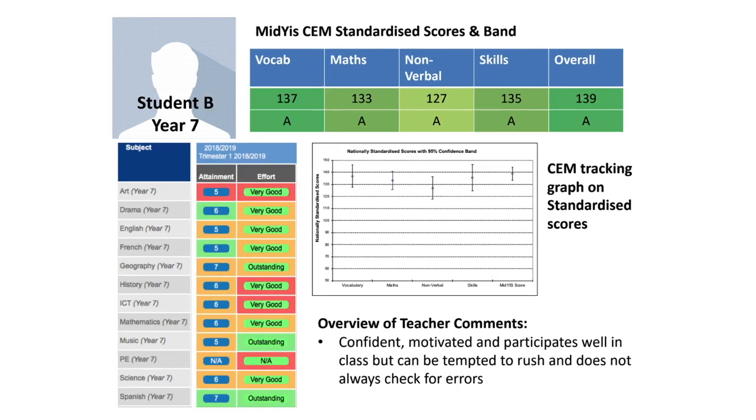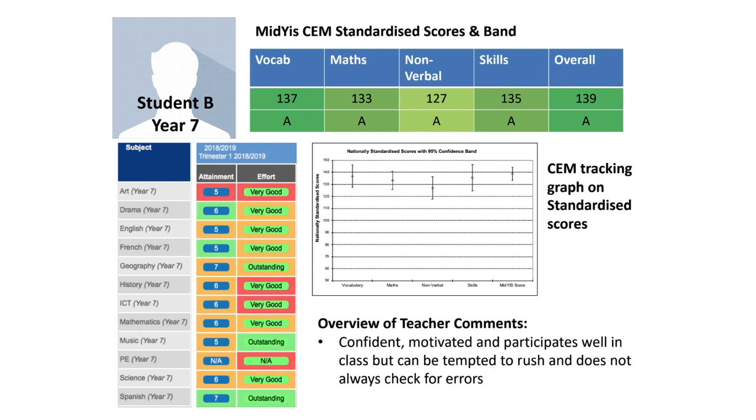So we've got here a different profile. Student B, it's also a Year 7 student. Have a look at this one. You'll notice straight away, look at that, vocab 137, overall 139, band A, nonverbal 127. Have a look at that chart there. This child is in the top quartile and is at the top of the top quartile. So we've got, in theory here, a very, very capable child.